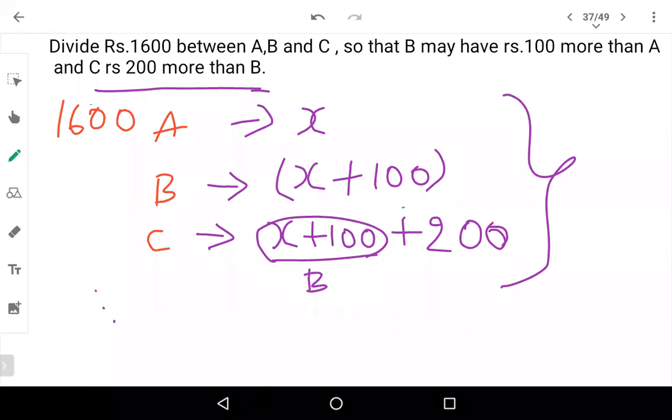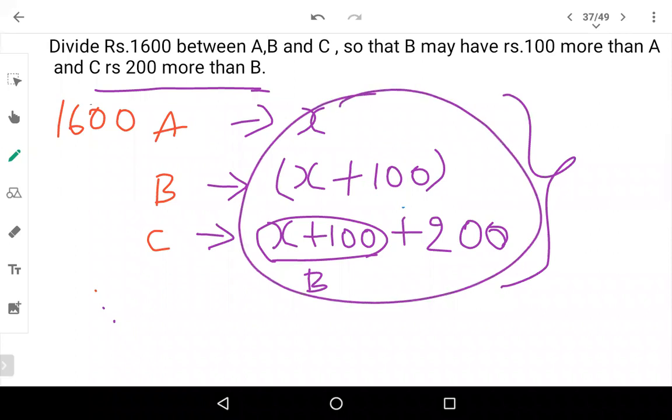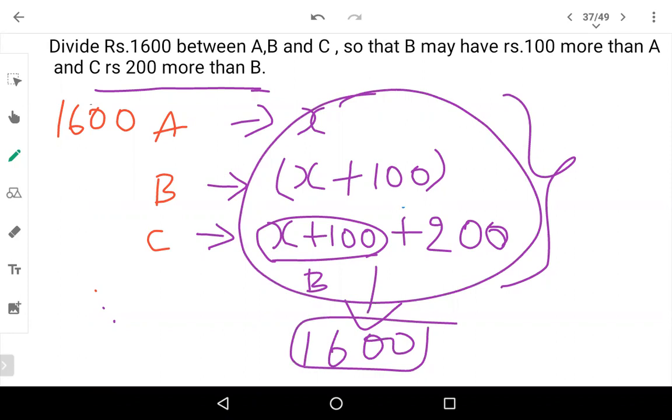Everybody is clear? Okay. So, now we have the equations almost there. All these three amounts should come up to 1600. The total is 1600. From 1600, we are dividing the amount among 3 people. So it has to come up to 1600 and we have to find X. Once we find X, we will get A's amount, and then from there we will find out the amount for B as well as the amount for C. Okay, so let us start.